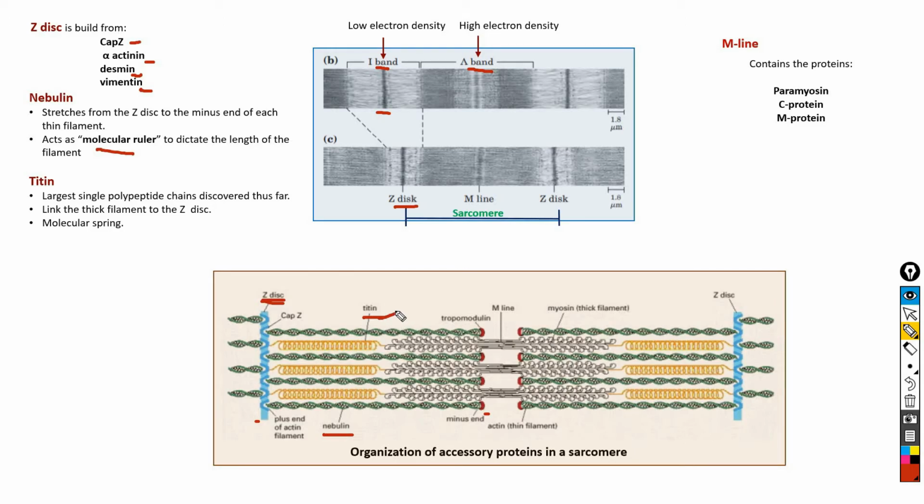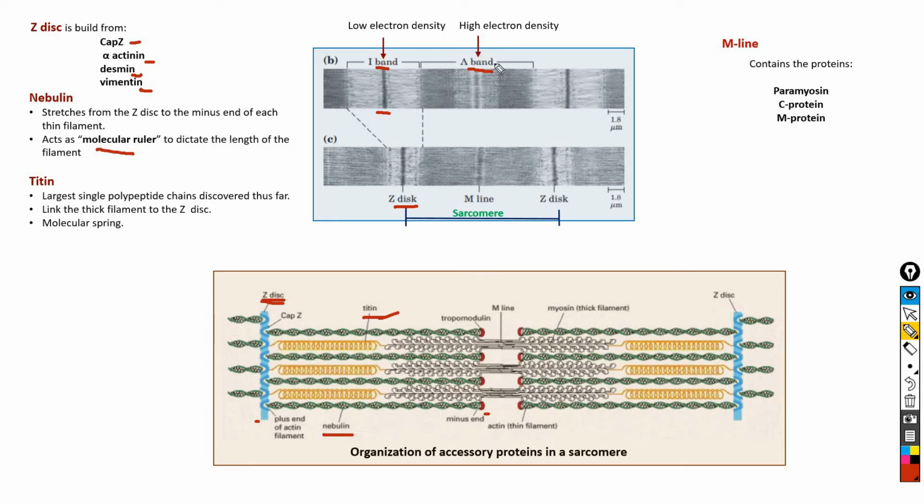Titin is the largest single polypeptide chain discovered thus far. Titin links the thick filaments to the Z disc, as you can see here, providing additional organization to the overall structure. And titin acts as a molecular spring. A spring-like unfolding and refolding of these domains keeps the thick filaments poised in the middle of the sarcomere and allows the muscle fiber to recover after being overstressed.